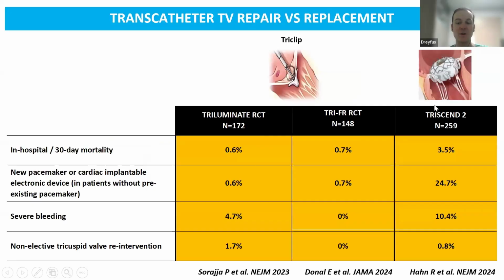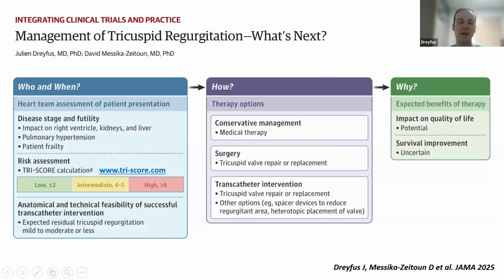But nothing is perfect. With replacement you will abolish TR, but it is also not as safe as structural repair, because you can see more than 3% in-hospital mortality rate, which is quite high, higher than surgery in low TriScore patients, a significant rate of new pacemakers, and significant bleeding, meaning that it's not perfectly safe. So that's why we have to improve management of patients with both repair to have better results, and also try to decrease mortality and complications after replacement.